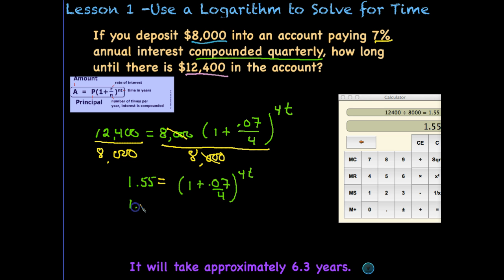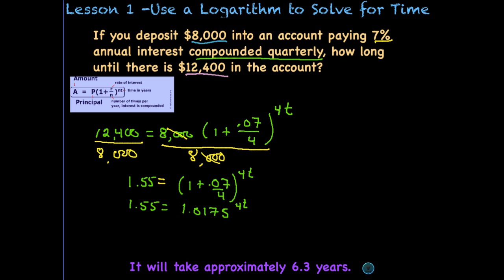Okay, let's simplify this a little bit more. Let's simplify the parentheses. So let's take 0.07, divide that by 4, press equals, and then let's add 1. So that gives me 1.0175, and I'm being careful not to round too much so that I can get a little more precise answer. All right, now we're to the logarithmic time.